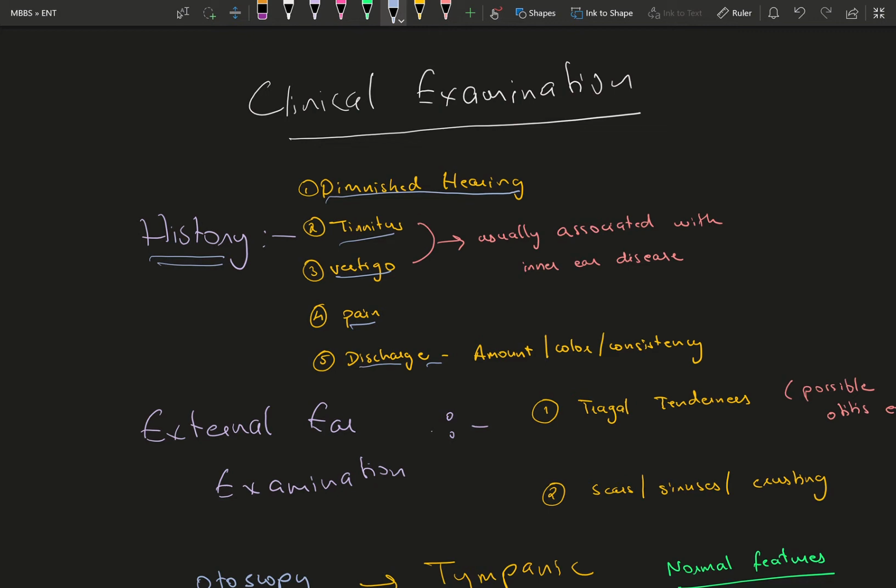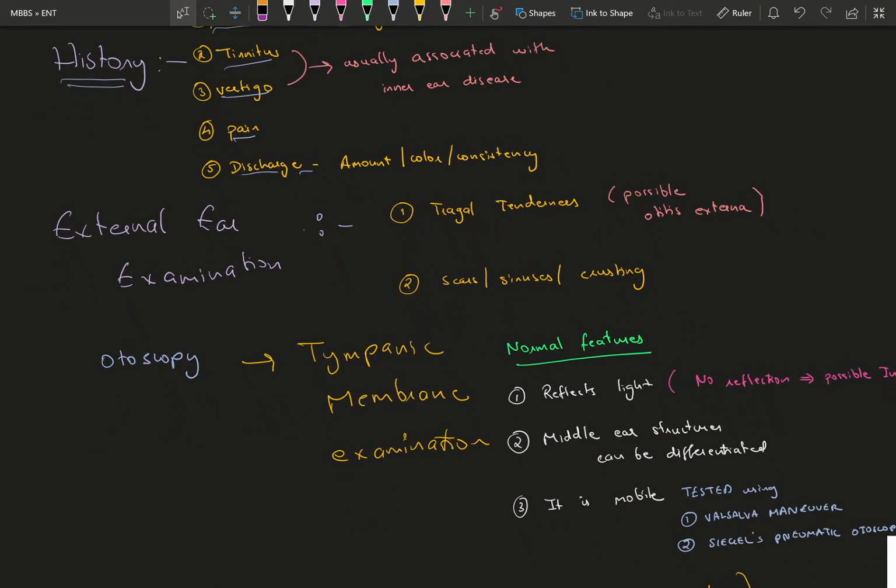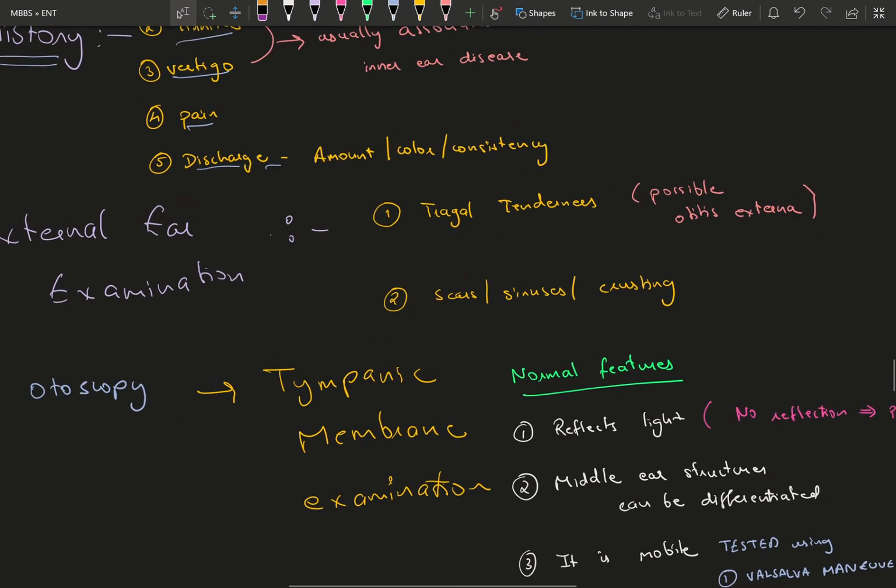Now, the tips for identifying various external ear diseases are your tragal tenderness and if there are any scars, sinuses and crusting present. So, your tragal tenderness usually indicates otitis externa, which is an inflammatory condition of the external ear caused due to a bacteria, fungus or virus. So, there is going to be pain when you press the tragus, that is the tragal tenderness sign.